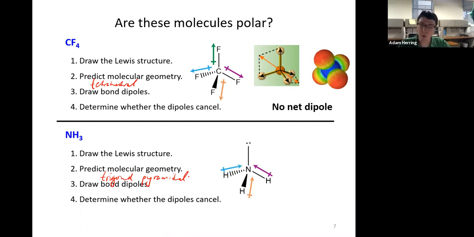Now, when we look at whether or not they cancel, we see this is similar to carbon tetrafluoride. There were 4 domains. However, we don't have the cancellation of that 4th atom. So there ends up being a net dipole that goes from the hydrogen atoms up through the nitrogen atom. And when we look at the map of electrostatic potential, we see that the hydrogen atoms are blue because there's low electron density, and the nitrogen atom is red up on top because of the high electron density.